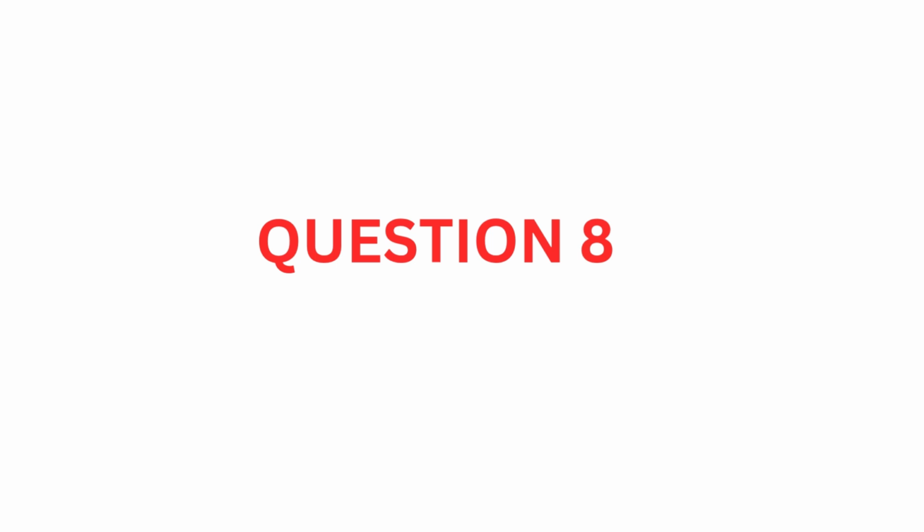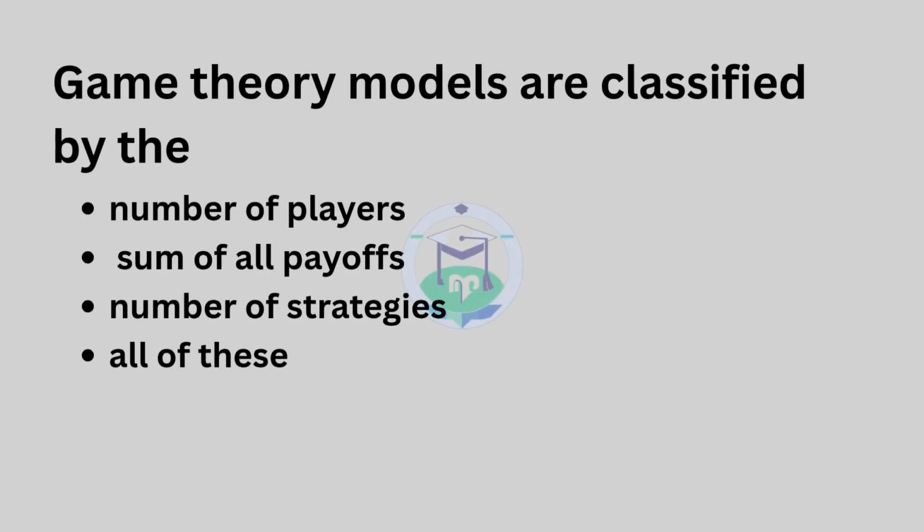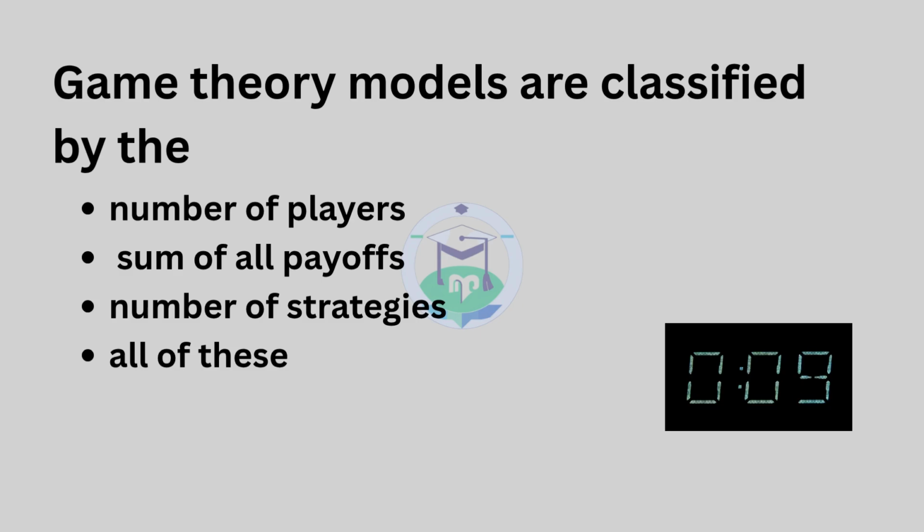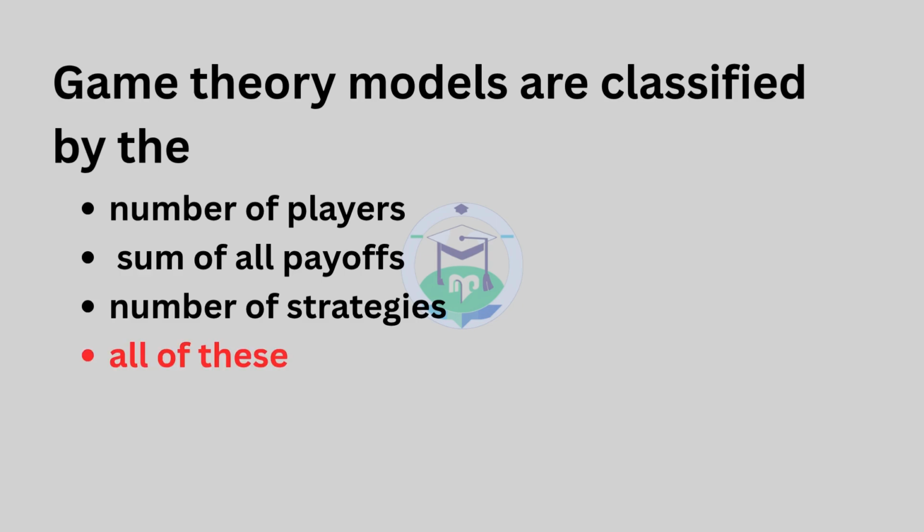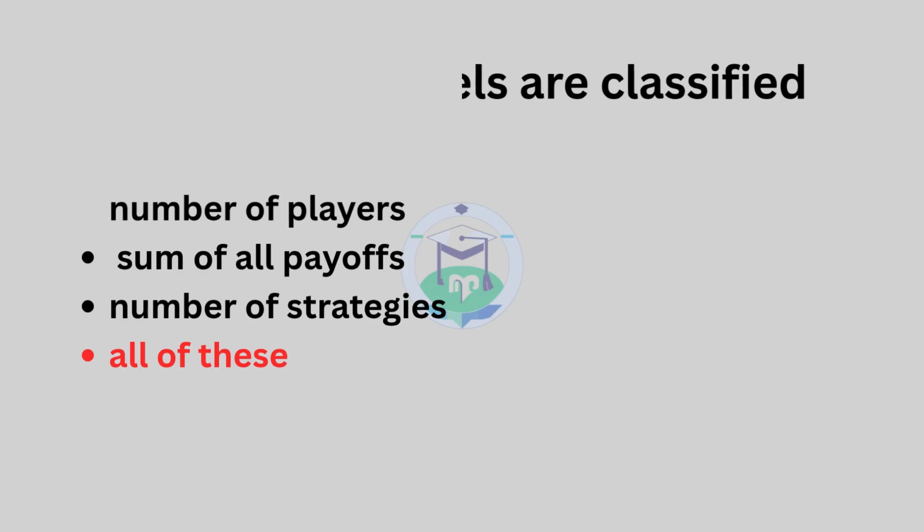Question number 8. Game theory models are classified by they. The answer is option 4, all of these.